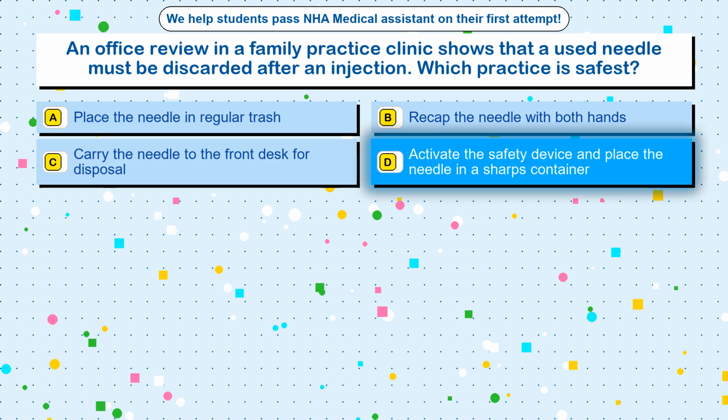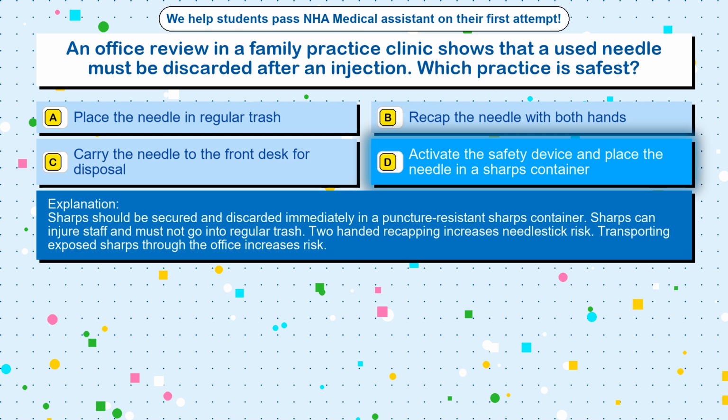The correct answer is option D. Activate the safety device and place the needle in a sharps container. Sharps should be secured and discarded immediately in a puncture-resistant sharps container. Sharps can injure staff and must not go into regular trash. Two-handed recapping increases needle stick risk. Transporting exposed sharps through the office increases risk.